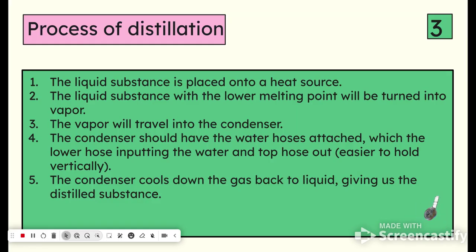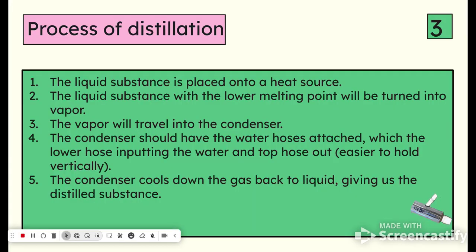And the process of distillation is your initial substance is placed onto a heating source, and then the liquid substance with the lower melting point will turn into vapor, so it will start to travel up the condenser. And then depending on how you place it, if you placed it vertically or horizontally, sometimes you could just do a vertical distillation, which is one flask, and that will just purify a substance.